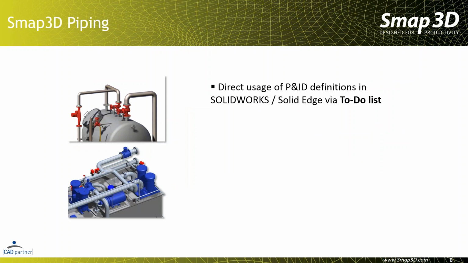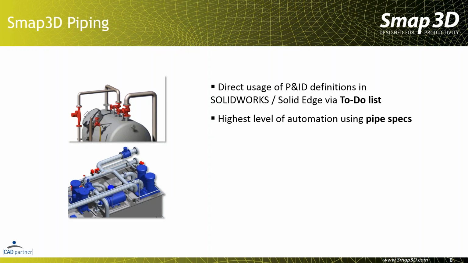Very important part is that we have a connection between our P&ID and the 3D piping. As mentioned before, this works via our to-do list. So this list shows you in SolidWorks or Solid Edge what has been done in the P&ID, and you can work according to this, and you can make sure that you don't forget anything and that you're always on the same level as the process engineering.